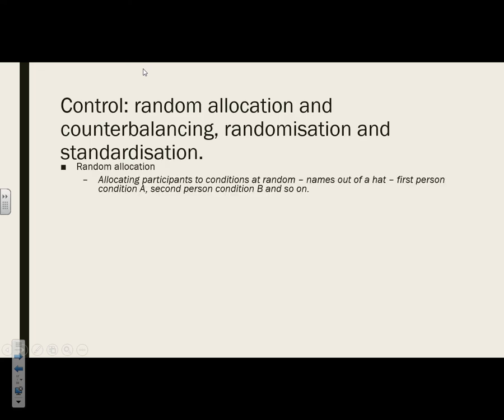Okay, random allocation: allocating participants to conditions at random. So this is about conditions, not random sampling. Random sampling, you get a list of all the target population, then randomly select your sample from there. Then you've got the sample, you then conduct random allocation. So you randomly allocate some people to condition 1, some people to condition 2, and the easiest way to do that is put all the names in a hat.